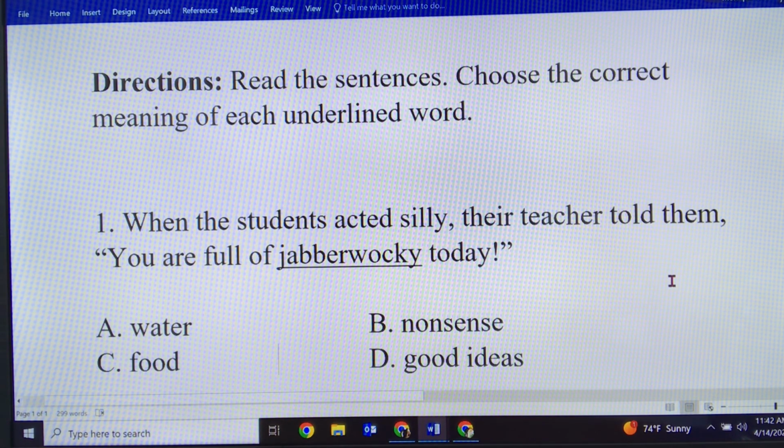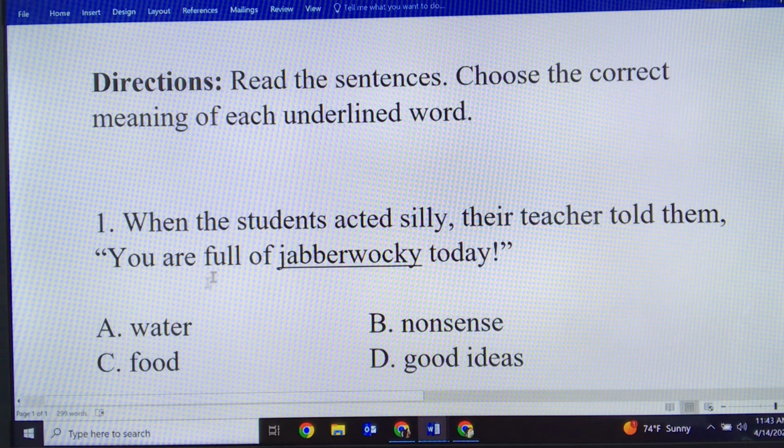The makers of the test do not expect you to know what Jabberwocky is. That is an old-fashioned term. People don't usually use it today, but what you are supposed to do is look at the rest of the sentences and figure out from the clues, what does Jabberwocky mean? So we know that the students were acting silly, and then their teacher told them that they were full of Jabberwocky. So our first choice is water.